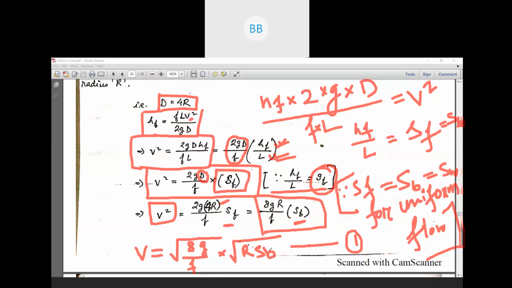In some books, in place of SB, you can find SF. Okay, so don't confuse, because your SF and SB are the same for uniform flow. It doesn't matter what you write. Both are the same.